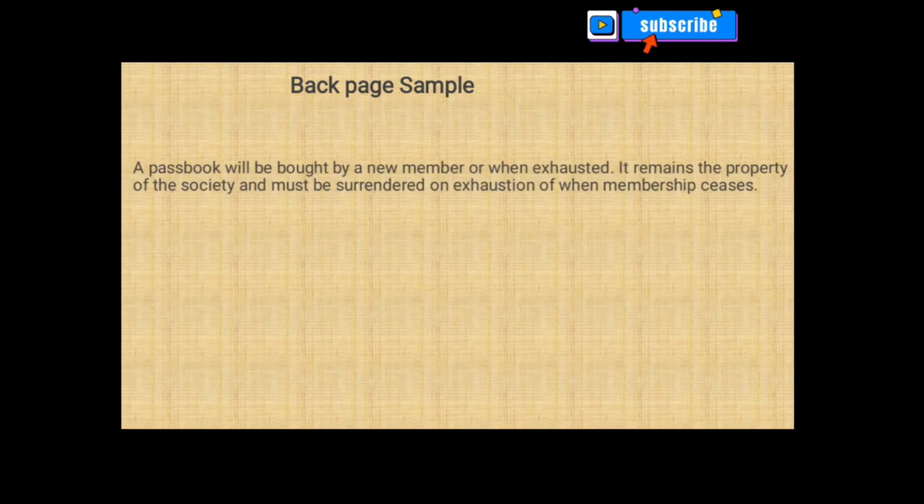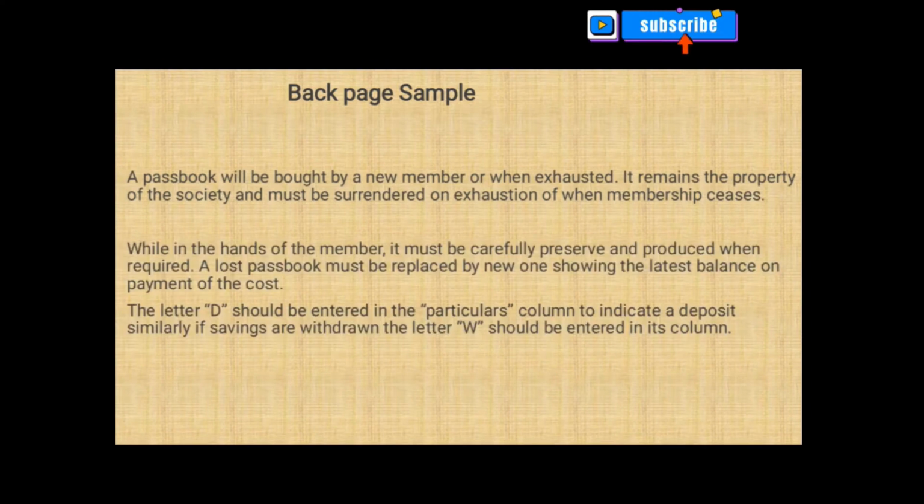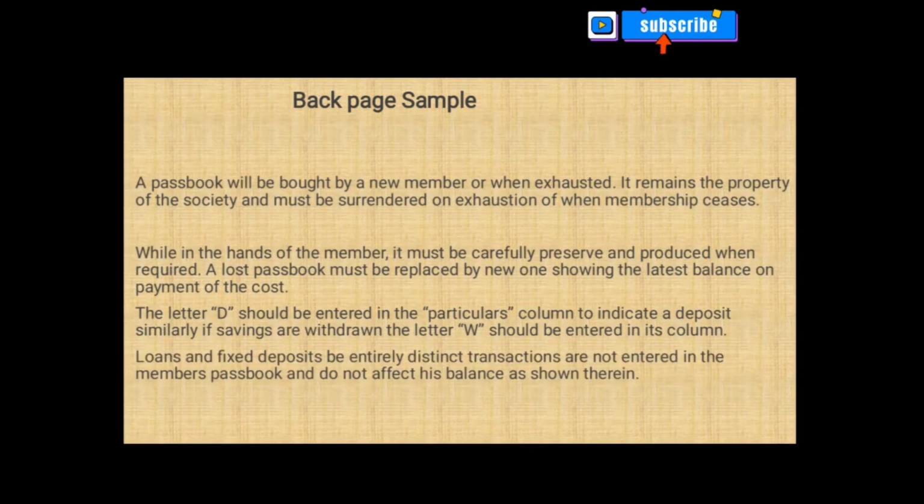Back page sample. A passbook will be bought by a new member or when exhausted. It remains the property of the society and must be surrendered on exhaustion or when membership ceases. While in the hands of the member, it must be carefully preserved and provided when required. A lost passbook must be replaced by a new one showing the latest balance, with payment of the cost. The letter D should be entered in the particulars column to indicate a deposit. Similarly, if savings are withdrawn, the letter W should be entered in its column. Loans and fixed deposits are entirely distinct transactions, are not entered in the member's passbook and do not affect his balance as shown there.